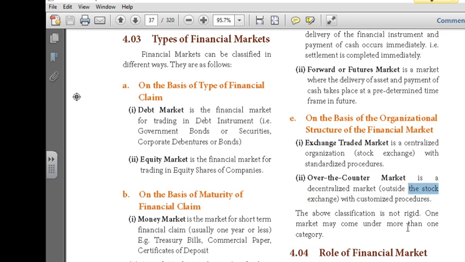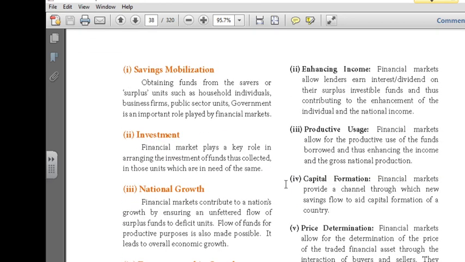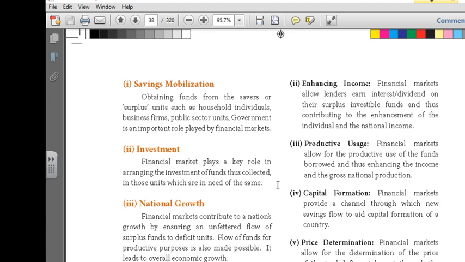And one market can come under more than one category. So these are the types of financial market. Next we move on to the role of financial market. The first role, the main thing of creating a financial market, is saving mobilization. That is, funds from the savers or surplus units, such as individuals, households, firms, the public sector and the government, play an important role in the financial market.